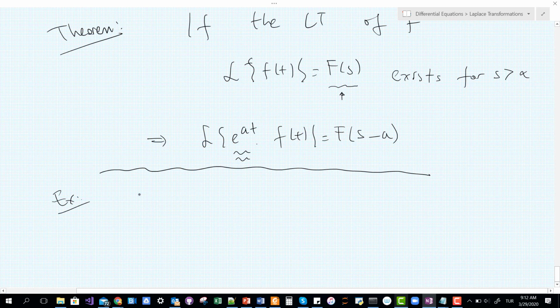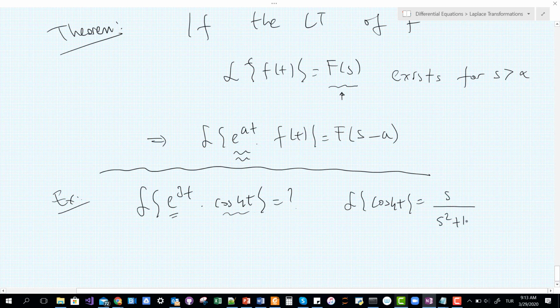Let's see an example. Laplace of e to the 3t times cosine 4t. Look at the function. I'm asking for the Laplace of it. I have an exponential function here, and then I have an original function. What does the theorem say? Do you know the Laplace of the original function? Yes, I know. From the table, the Laplace of cosine 4t is equal to s over s squared plus 16.